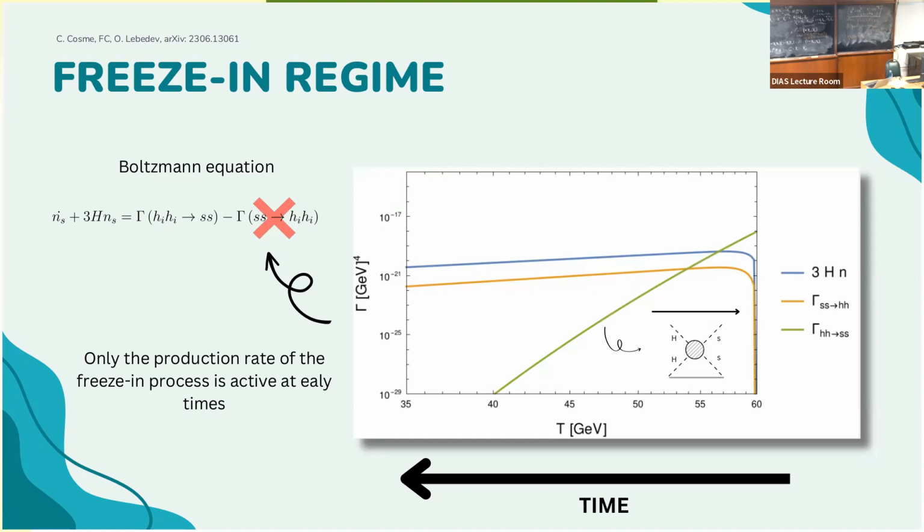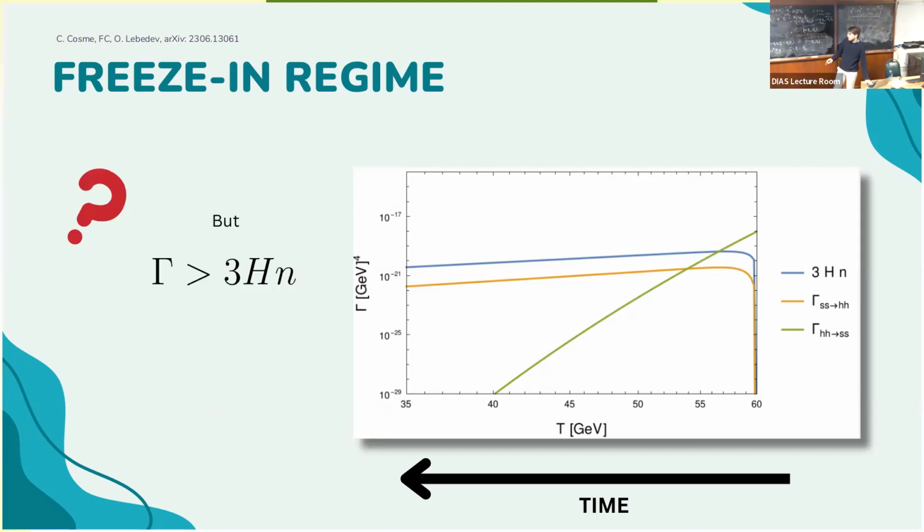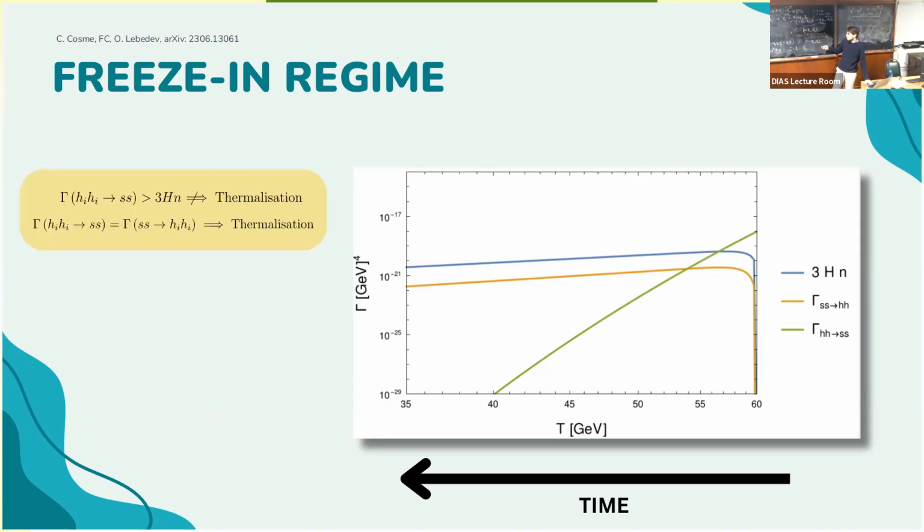Right, so that's for the rates. And this is what happens in freezing. Only the forward process is present. The back reaction is always suppressed. But you could ask, okay, but the rate is actually bigger than Hubble. Doesn't that mean we get thermalization? But actually, we don't get it. We get thermalization when the rates are the same, so the forward and the backward rates are the same. But as you can see, they are different during the whole evolution.